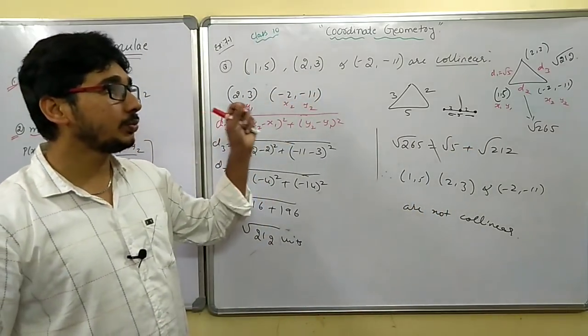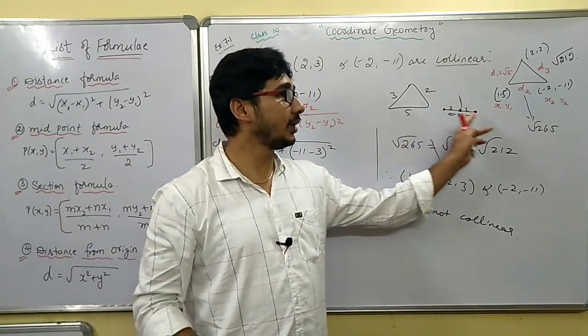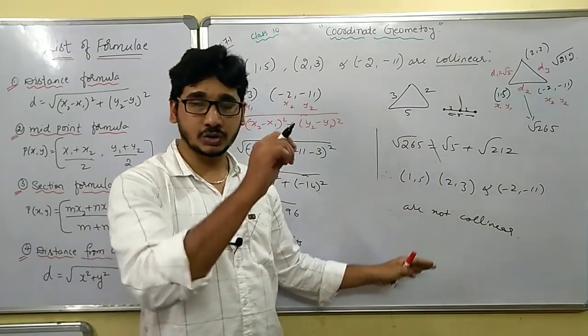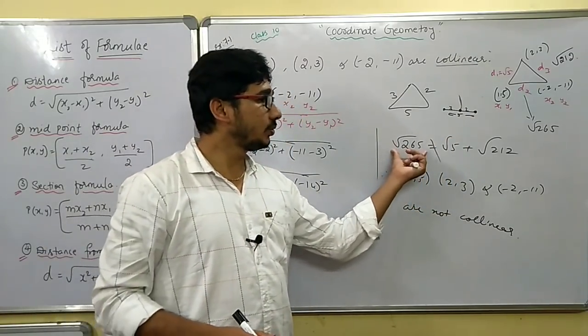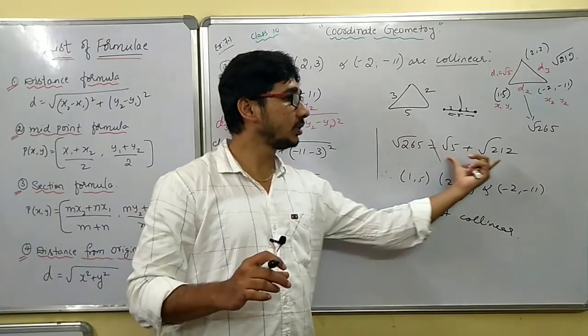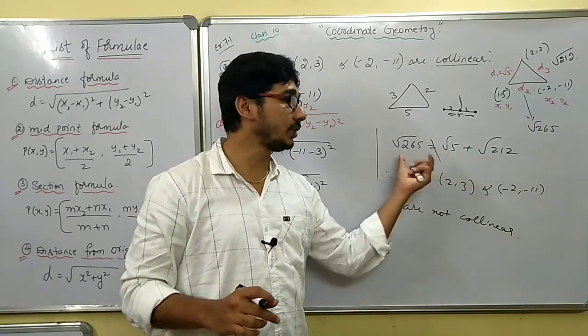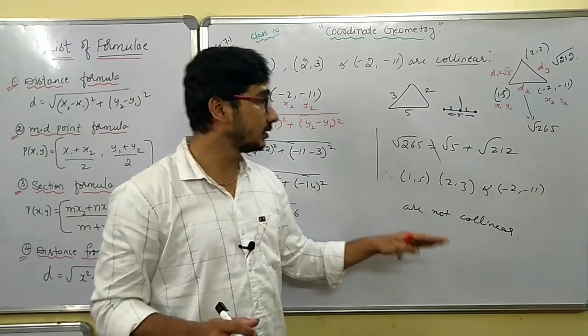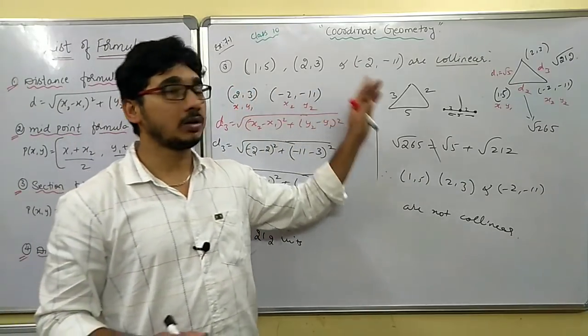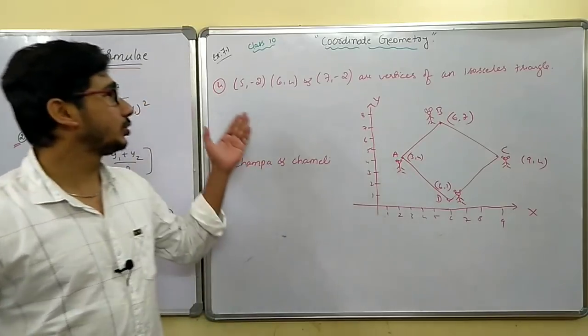Collinear means all 3 points should sit in a straight line. Here it will not come in a straight line, because this one is not equal to the sum of these two numbers, after taking the root also. That is the reason these 3 points are not collinear. So let us go for question number 4.